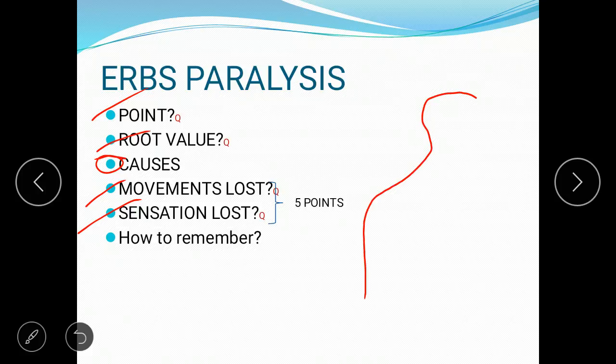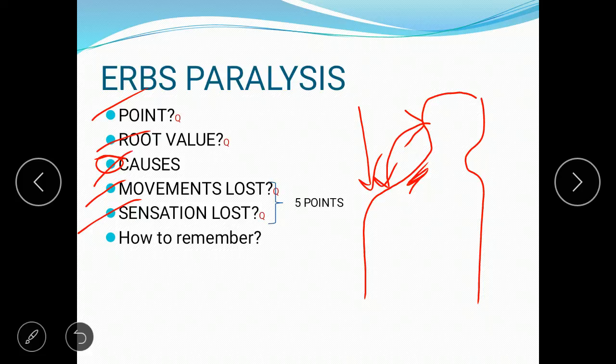When the position is like this, there is increased distance between head and the shoulder due to that force acting on the shoulder. Therefore when the distance between head and the shoulder increases, the upper trunk gets stretched and there is injury called Erb's palsy. Okay, so the injury could be due to riding or during difficult childbirth. These are the two causes of Erb's palsy, and I have told you how to remember. Just remember superior trunk is involved and C5 and C6 is the root value. You will remember all other things.